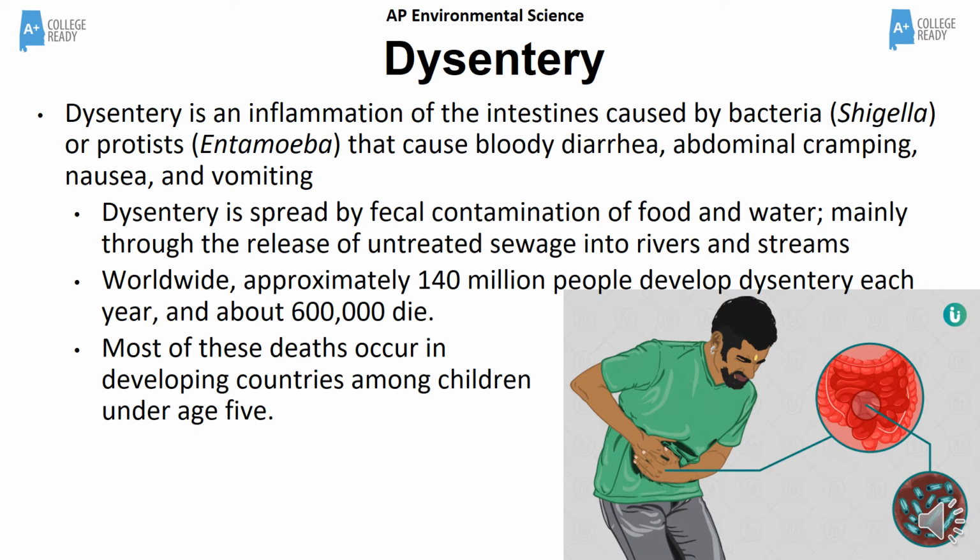Dysentery is an inflammation of the intestines caused by either a bacteria called Shigella or a protist called Entamoeba that cause bloody diarrhea, abdominal cramping, nausea, and vomiting. Dysentery is spread by fecal contamination of food and water, mainly through releasing untreated sewage. Worldwide, approximately 140 million people develop dysentery each year, and about 600,000 die. Most of these deaths occur in developing countries in children under the age of 5.